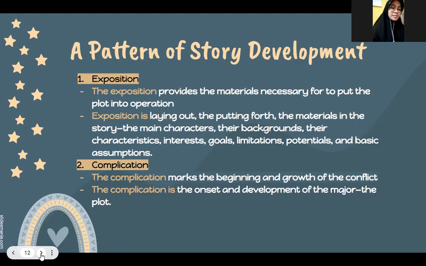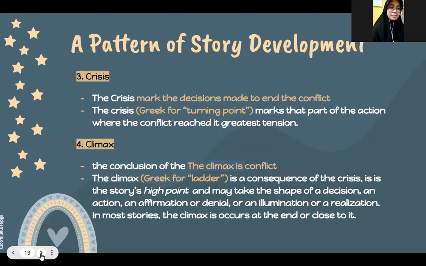Second is complication. The complication marks the beginning and growth of the conflict. The complication is the onset and development of the measure, the plot. Next slide, please. Next pattern is crisis. The crisis marks the decisions made to end the conflict. The crisis, from Greek meaning turning point, marks that part of the action where the conflict reaches greatest tension.